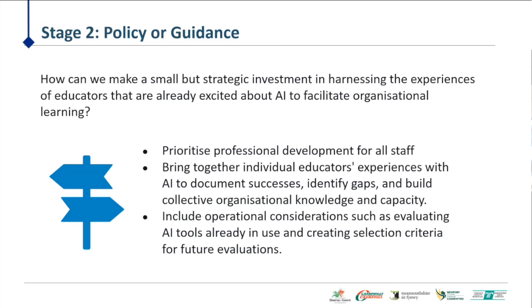Then when we think about stage 2, policy or guidance, again, some points there for you to consider on the screen, but just to re-emphasise, we should be prioritising professional development. Every member of staff will play a crucial role in the development of AI in your school. Take that time to invest in their skills and their knowledge through ensuring they have targeted training, making sure that they access chatbots or things like Copilot to really hone their skills on how they can get the most out of the AI that is available to them.